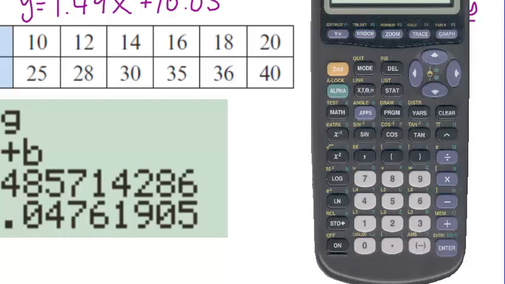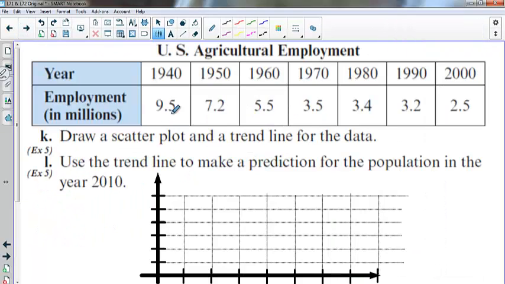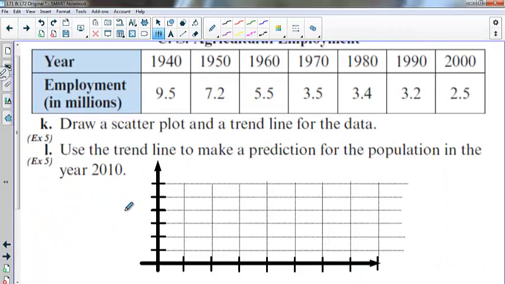Wonderful. Okay, on the next one, I'm going to give you about 2 minutes to graph the scatter plot, draw the trend line, and then make a prediction.